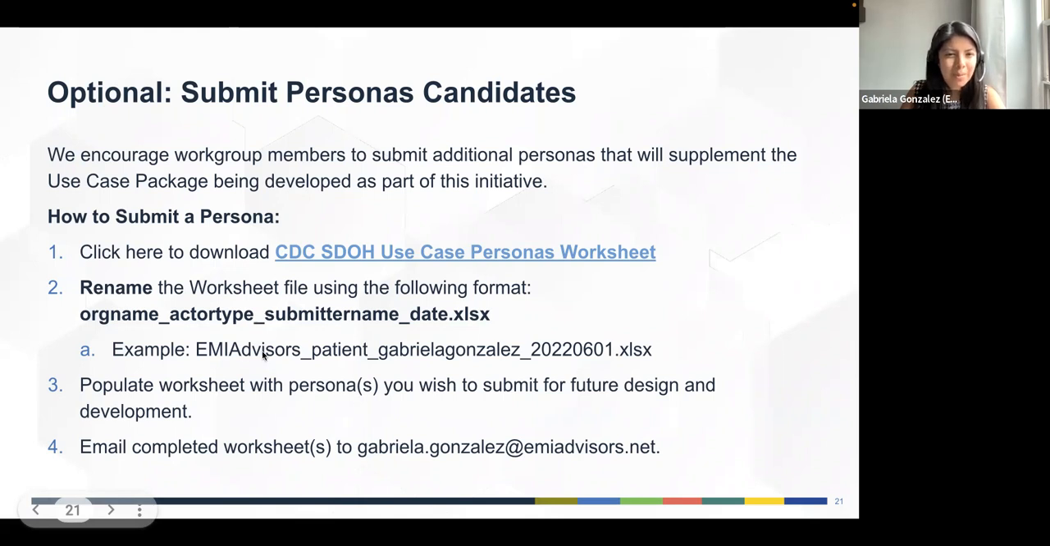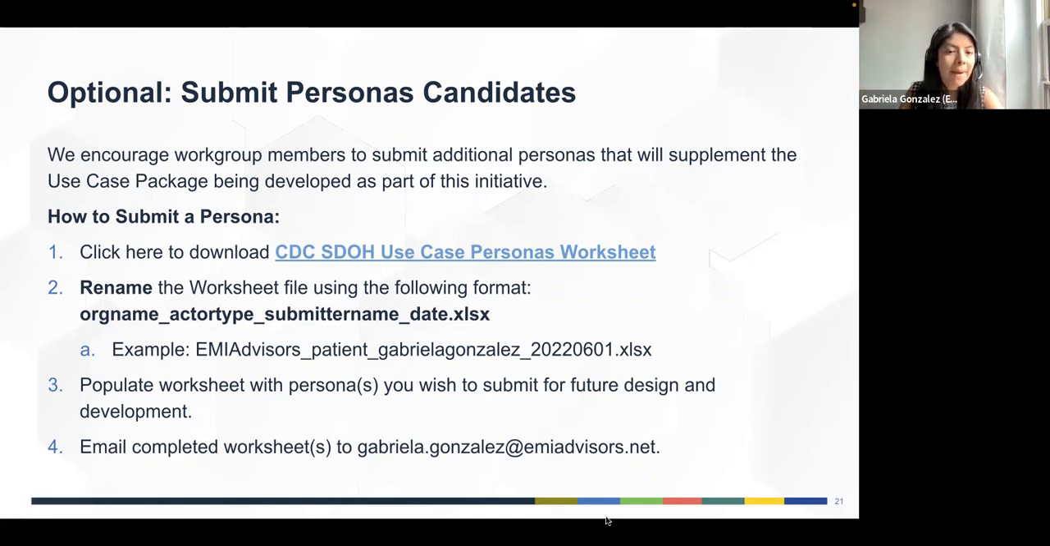So I used here my name as an example, and the date that you submit it. This is optional. I want to be very clear there. This is optional. You're not required to submit. If you're really interested in diving a little more into the development, we welcome that. And once you populate those into the worksheet, you can send them back to me.